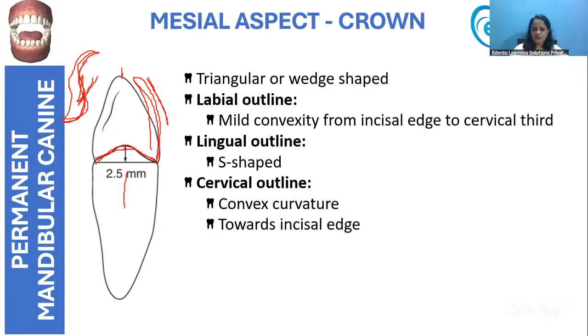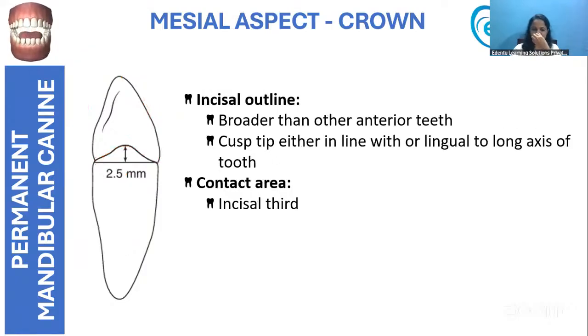Shallow depression can also be seen in the mesial aspect. Okay, very shallow depression can also be seen. Then next is the incisal outline. Incisal outline is usually broader when compared to the other anterior teeth, and the cusp tip is either in line, or if you draw the long axis towards the root apex and the crown tip, it will be either in line or it will be towards the lingual side.